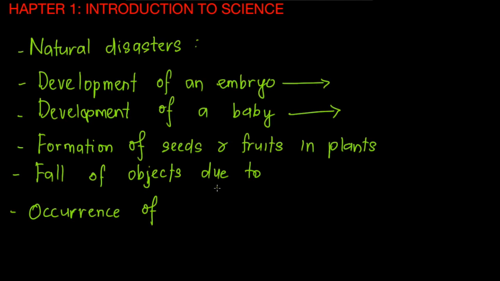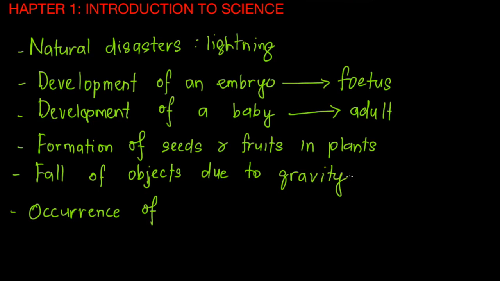Natural disasters, for example, lightning, drought, earthquake, volcanic eruption, which is the picture I showed you earlier. Development of an embryo into a fetus. Development of a baby into an adult. See, all of these things humans have no control over. Formation of seeds and fruits in plants, the fall of objects due to gravity, and the occurrence of day and night.